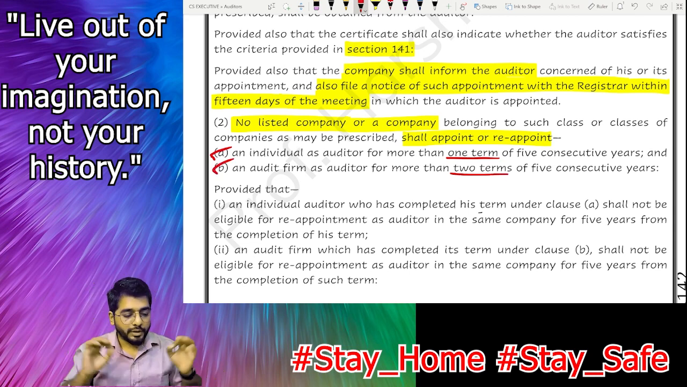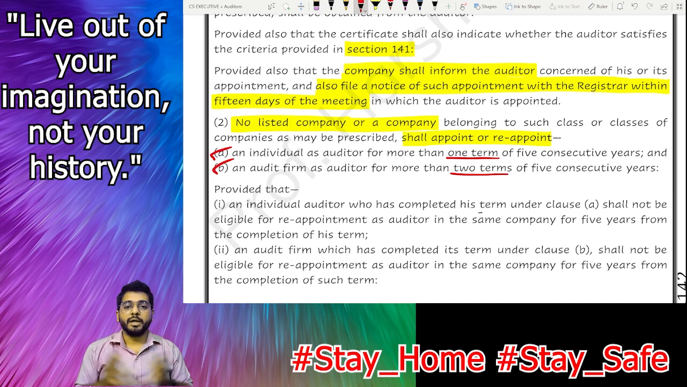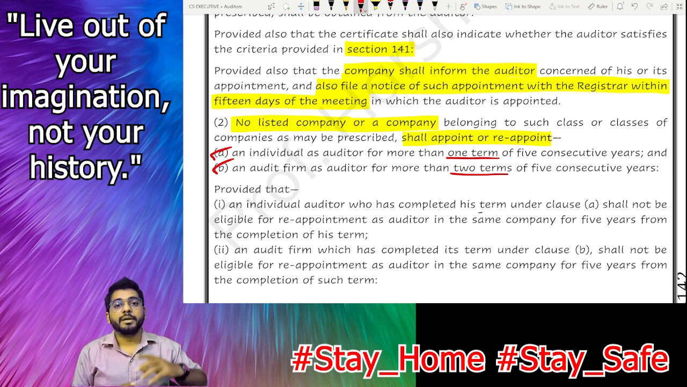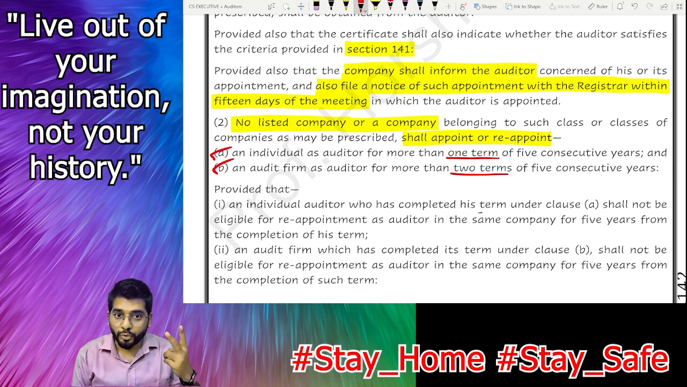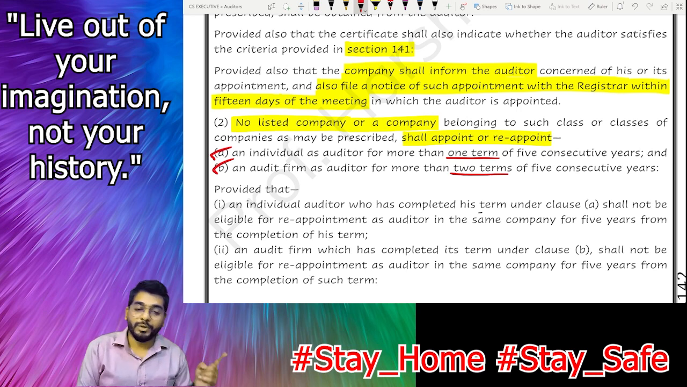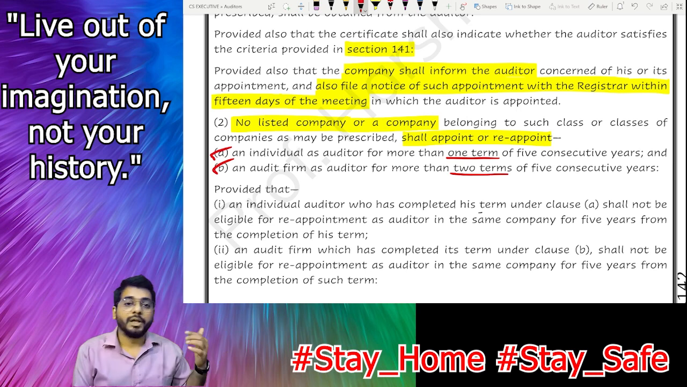So now here in the second point, what do we understand? What is the term of the auditor? The term of the auditor is, if you are an individual auditor, an individual chartered accountant, then your term will be maximum 5 years. And if you are an audit firm with multiple partners, then your audit term will be 2 terms of 5 years each. Understood? Individual, 1 term of 5 years. Partnership firm, 2 terms of 5 years each.